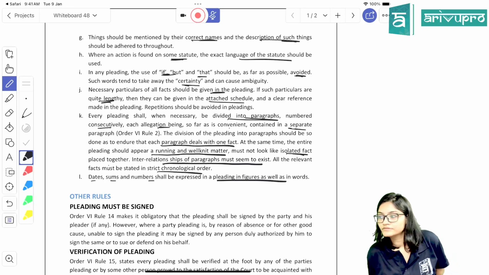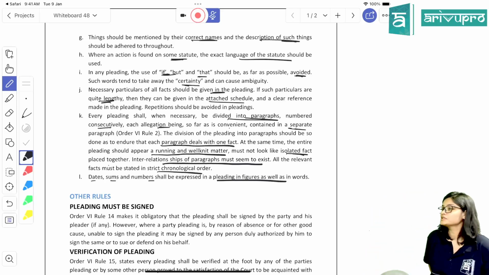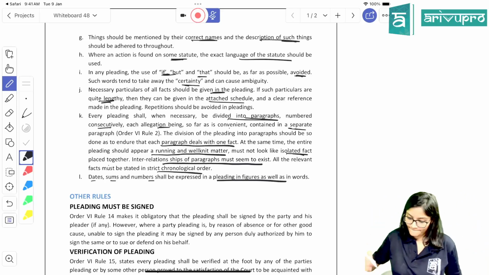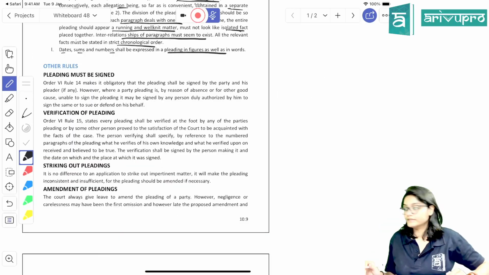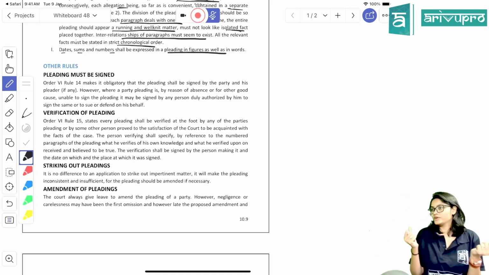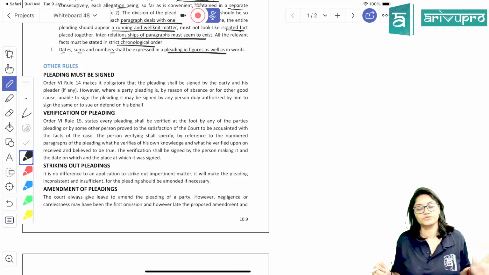Done? 4 rules, 4 fundamental rules. Yes, just go through it, what we have done till now. Any doubts, any queries, anything? Yes. So till now, I'll just quickly go through what we have done, then we'll move ahead with other rules.